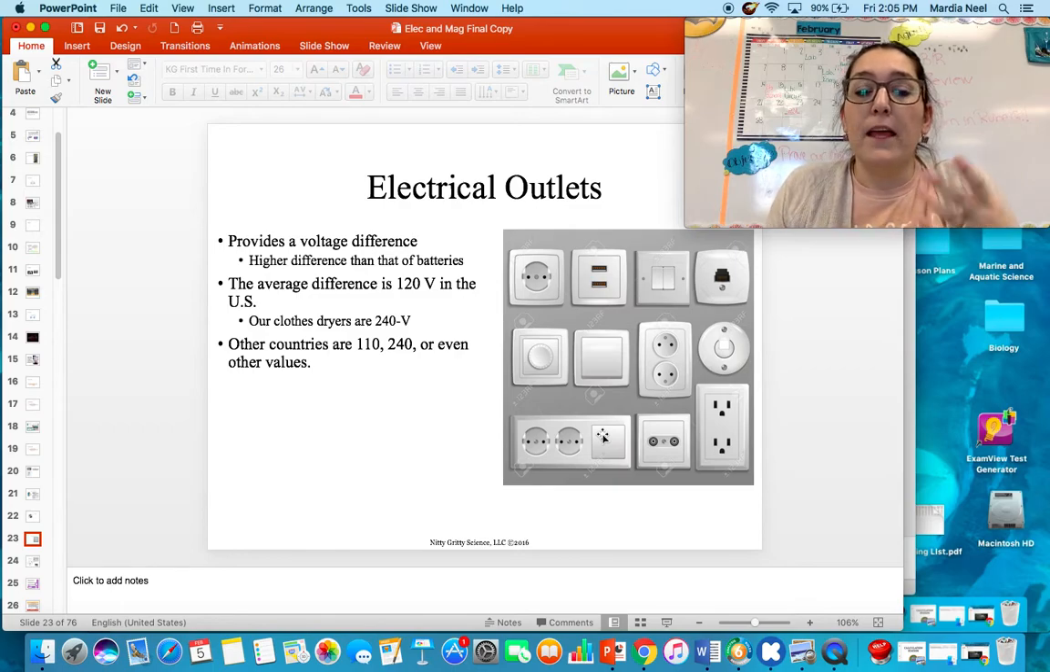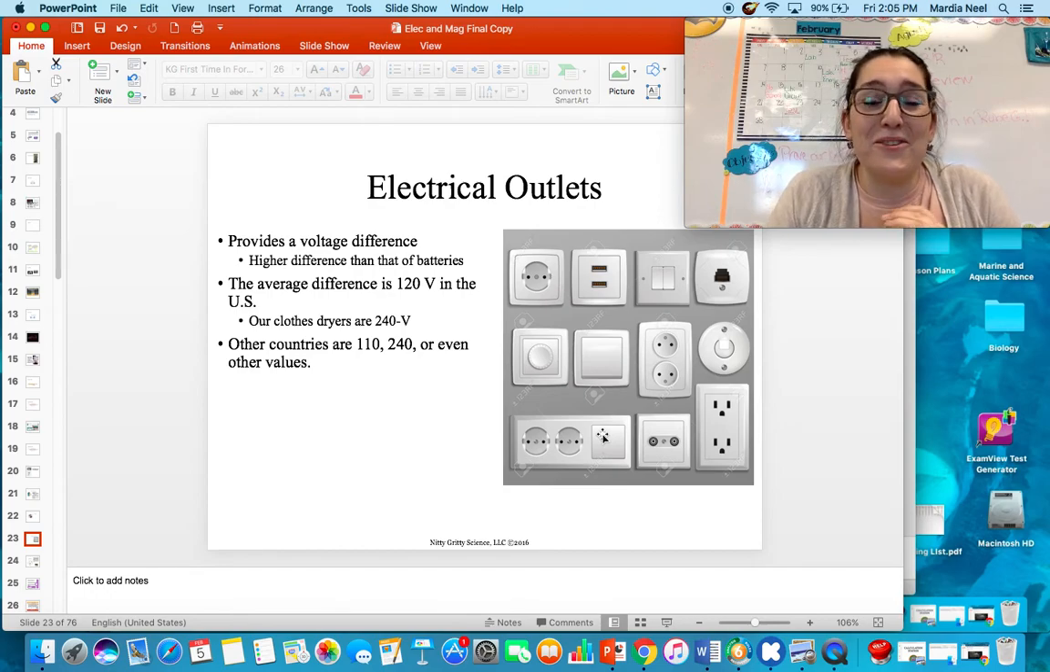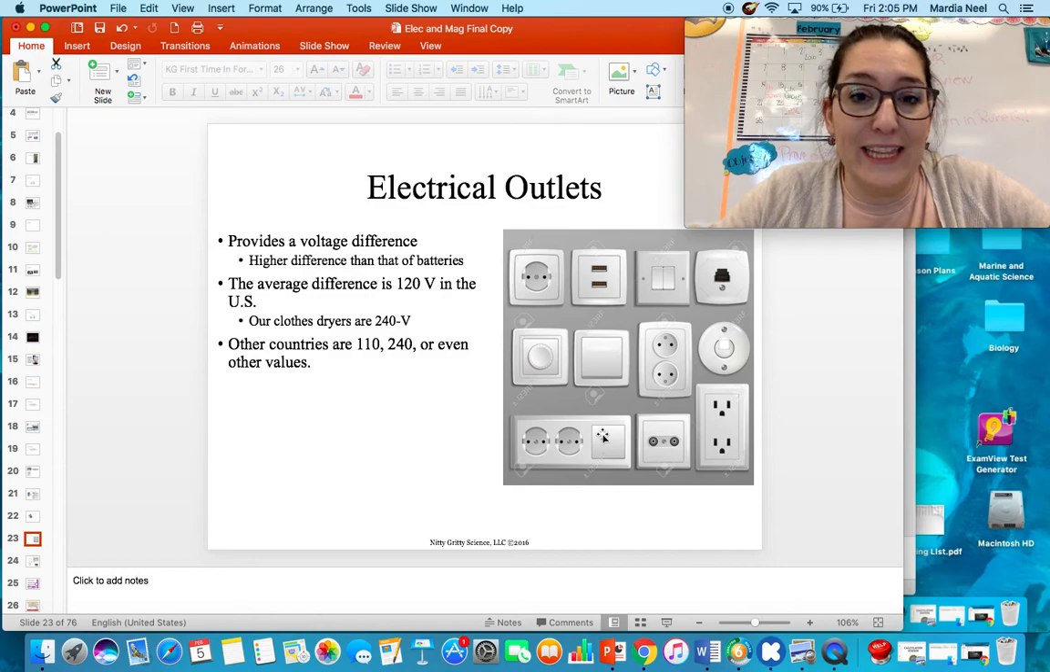In the US, the only other size outlet we have besides our 120 volts are our 240 volts, and that is for our clothes dryers and our washing machines. They need more energy than your average household appliance would, so we're going to have a bigger electricity gradient there.